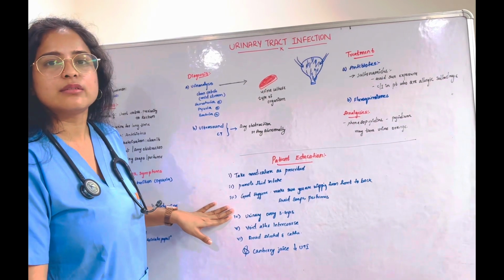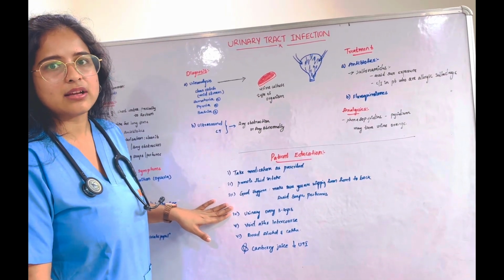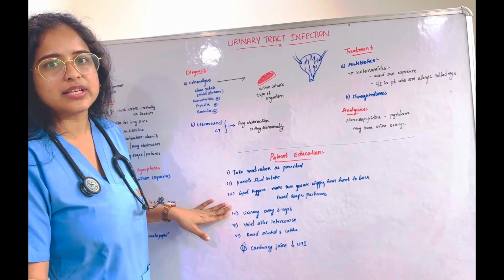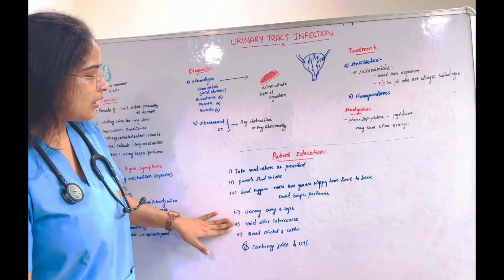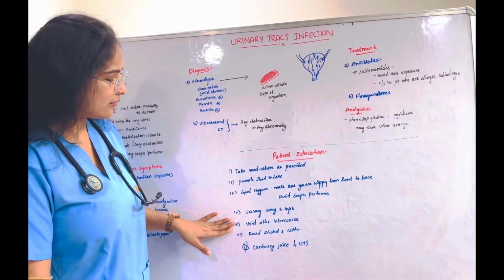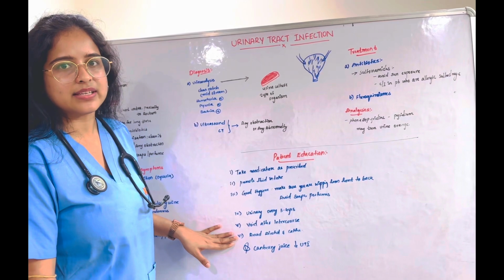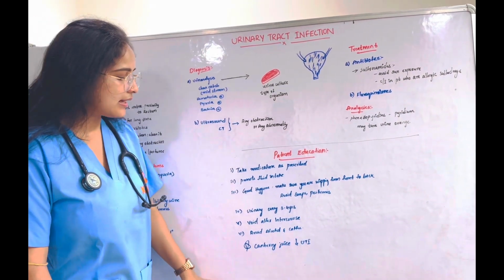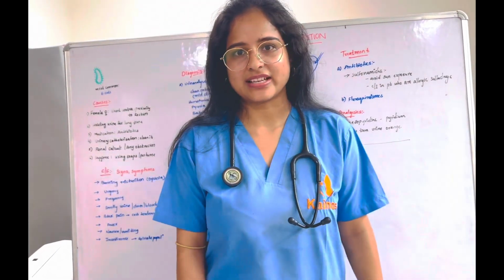You should always empty your bladder every 3 to 4 hours. You should never hold your urine. Always try to urinate after intercourse, and avoid alcohol and caffeine. Some studies have shown that cranberry juice decreases urinary tract infection.